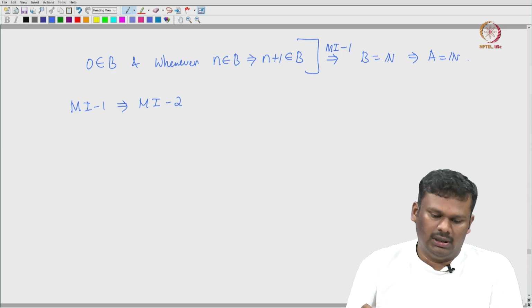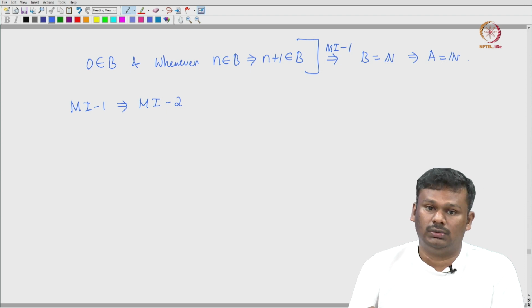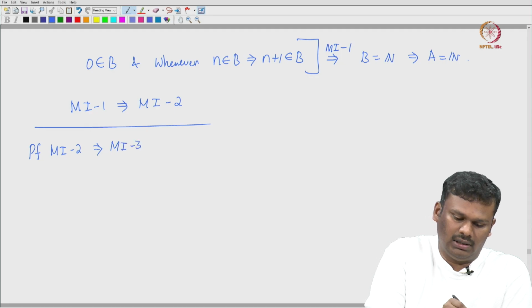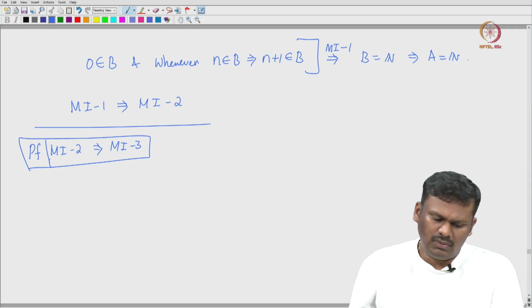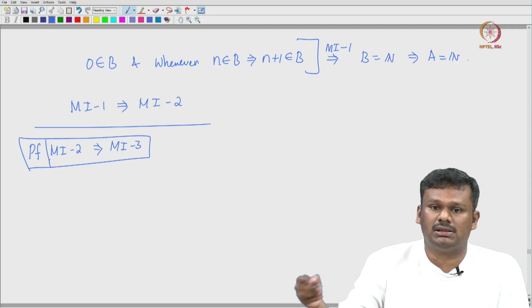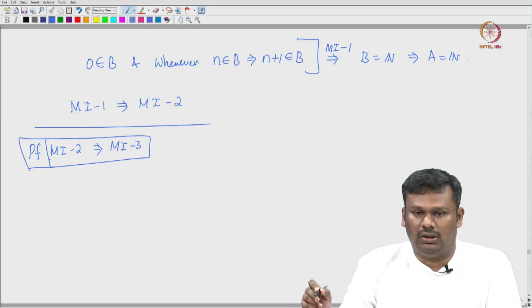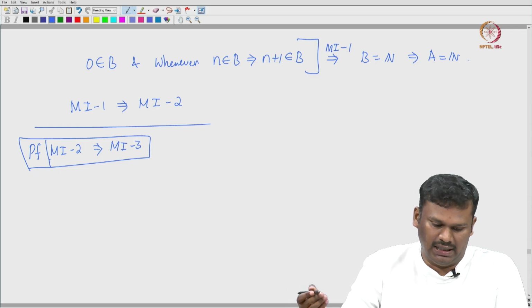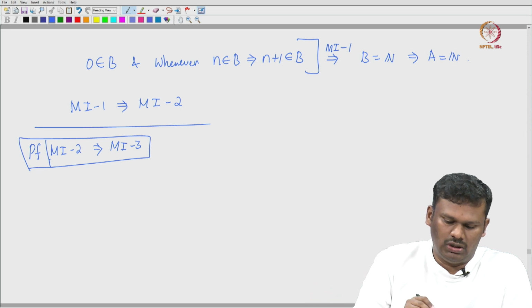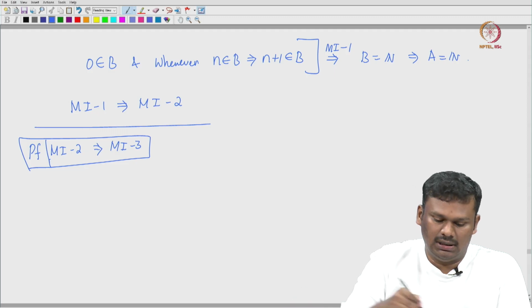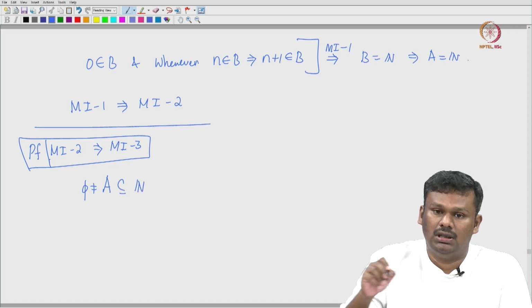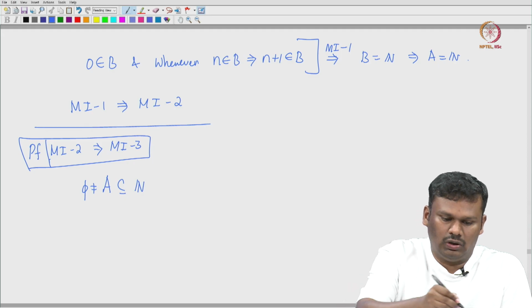Now let us try to prove that mi2 indeed implies mi3. If you think about it, again it is not very difficult, but it is a little tricky, because we want to say that the partial order that we have on the natural numbers is indeed a well-order. The partial order is the usual order that comes from the real numbers. So, what we need to prove is that any non-empty subset of natural numbers has a least element. So let us start with A. We want to prove this.